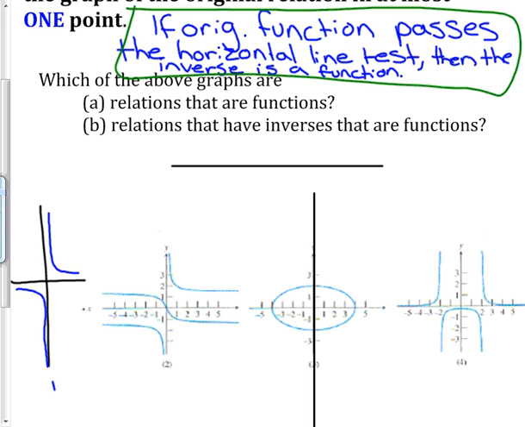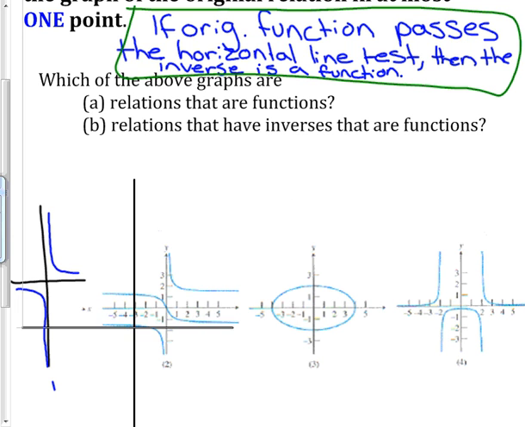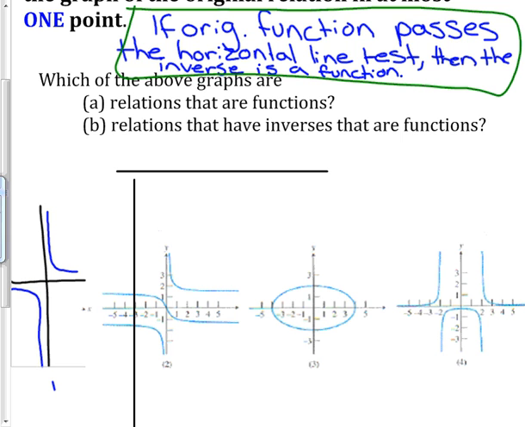The only one that had an inverse that was a function and also was a function itself was this very first one. So this was a function, and its inverse was also a function, and so that is a one-to-one function. Okay, and that's the name for that. That's a special kind of function. It's a function whose inverse is also a function. So if it passes both the vertical line test and the horizontal line test, then it's a one-to-one function. All right.